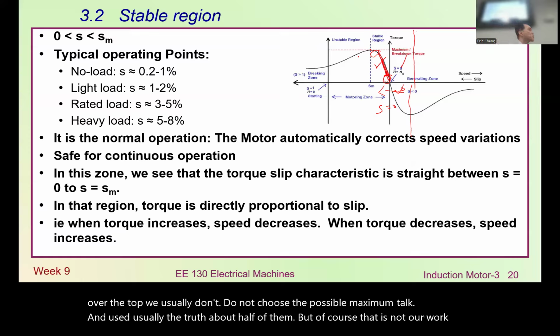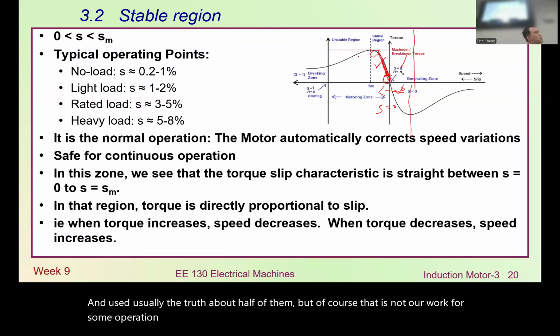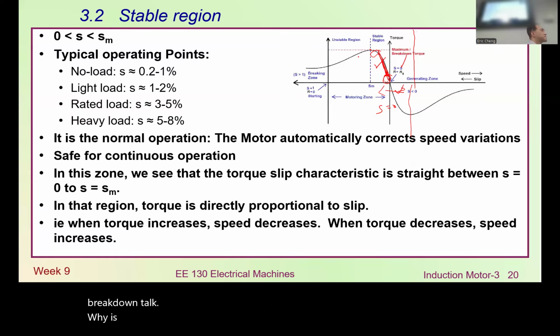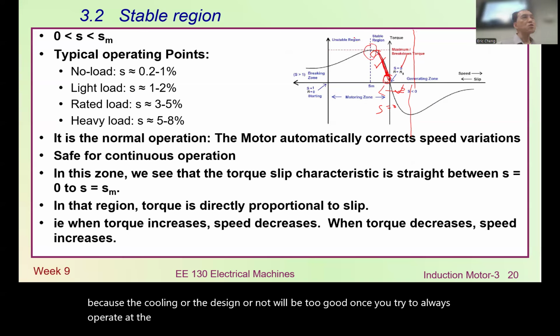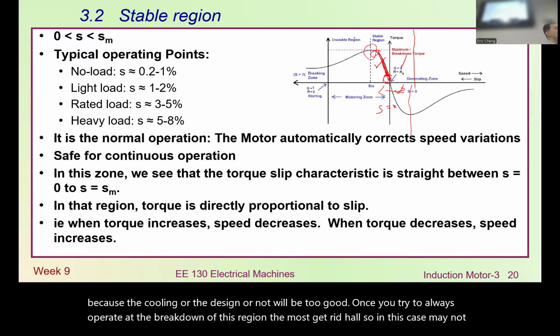For some operation nowadays, they try to move the rated torque closer to the breakdown torque. Why is that? Of course, the principle will be quite straightforward: maximize the performance, reduce the cost, right? Before, we could not do that because the cooling or the design of the motor may not have been too good. Once you always operate at the breakdown torque region, the motor gets really hot. So in this case, it may not be too good for the motor too.